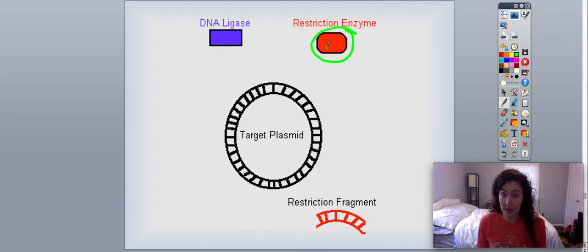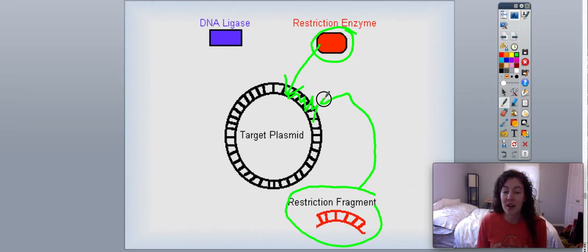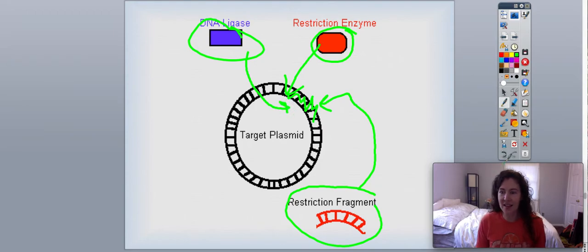Restriction enzyme would cut part of this out. Snip, snip, snip. It would cut it out. Then this new fragment from another organism, notice it's red, not black, would be stuck in the exact place that was cut, and DNA ligase would do the gluing. So that's how that GIF was supposed to go.